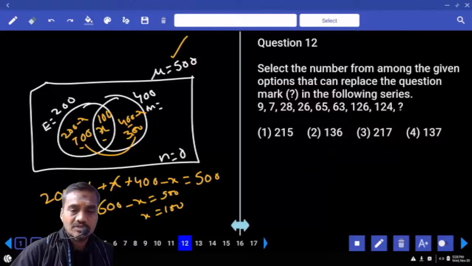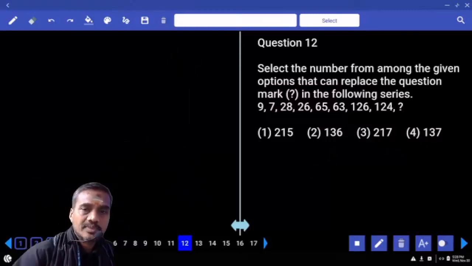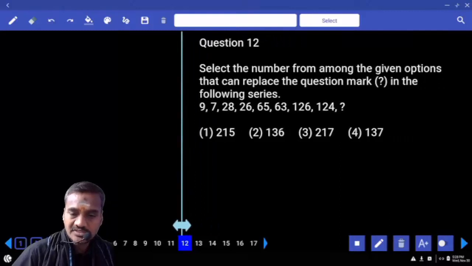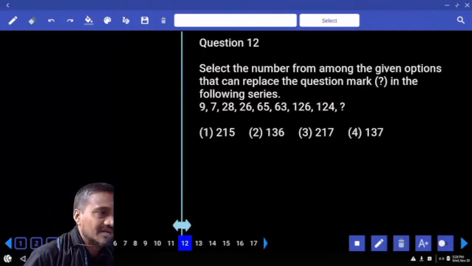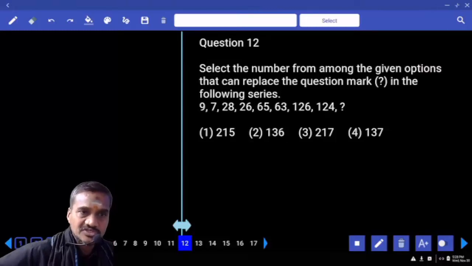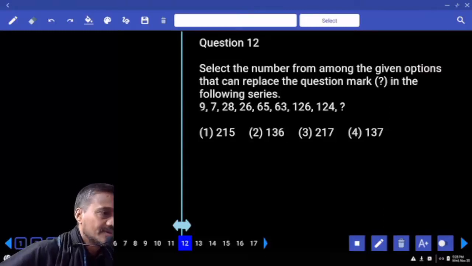Then question number 12. Now in this 12, 9, 7, 28, 9, if you check the numbers are increasing and decreasing. And at the same time, how many numbers are there? All together there are 9 numbers. The series itself is a longer series, isn't it?